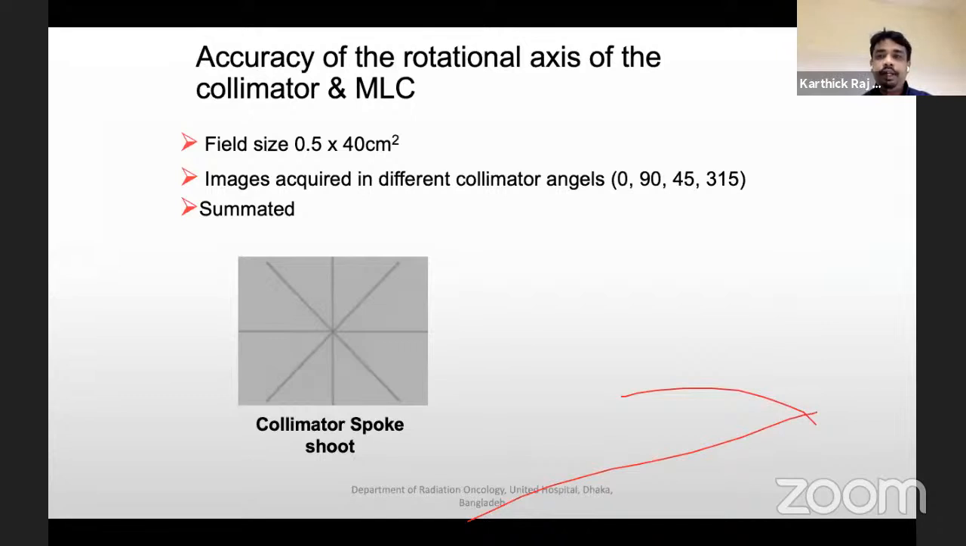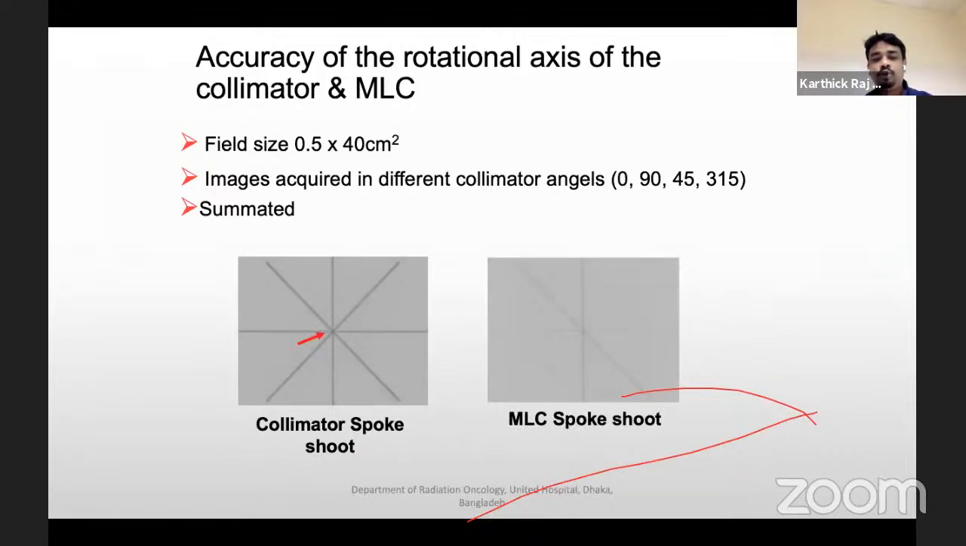We did it with an EPID, because we don't want to waste the film, and we cross-checked the diameter. This is a collimator spoke shot for the jaws, and this is a collimator spoke shot for the MLCs, so you can see it was very accurately matched. It was within 0.1 millimeters, so this test can be done with films as well as with your electronic portal imaging devices.